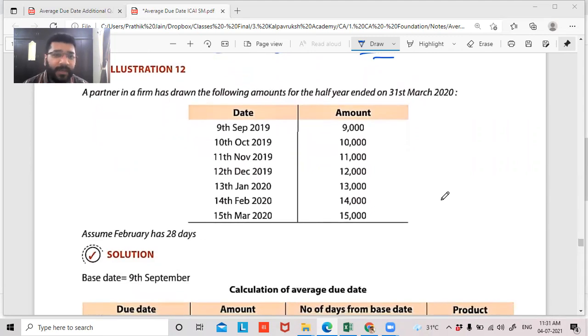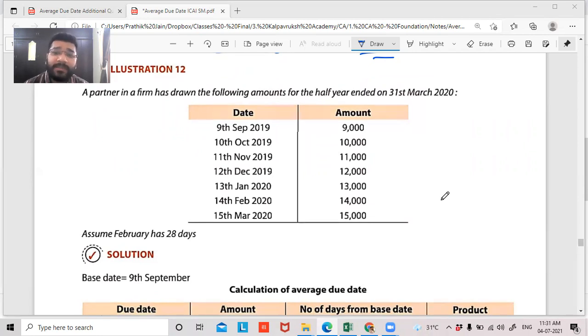A partner in a firm has drawn the following amounts for the half year ended 31st March 2020. They've given the date of drawing and the amount of drawing, and assume February as 28 days. Now here they've not mentioned what we are supposed to calculate. So since we're doing the average due date chapter, we have to calculate the average due date only.